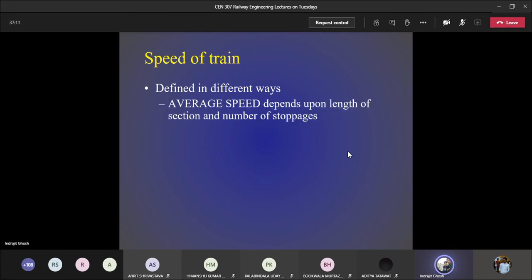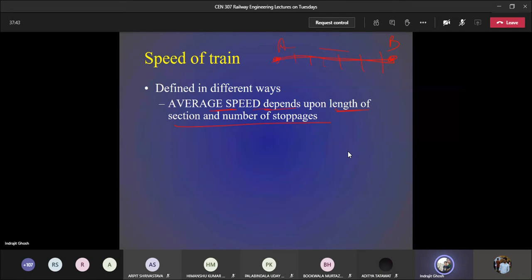First one is average speed. As a common man, you are familiar with the average speed, which is dependent upon the length of the section and the number of stoppages. So you are traveling from Agra to Lucknow, A to B, the length of the section and number of stoppages depend on which train you are going to take. If you take a local train, a Jan Shatabdi train, or a galloping train during office hours, the average speed will be different.